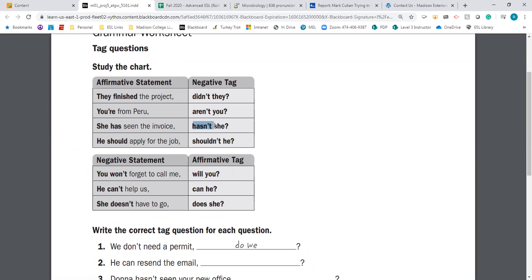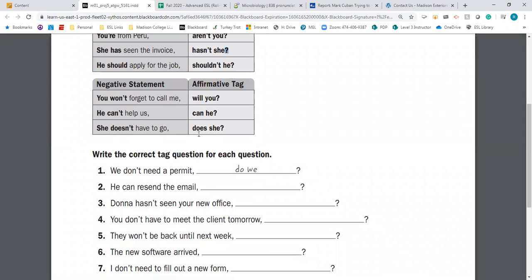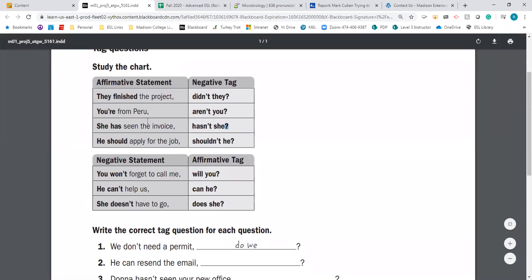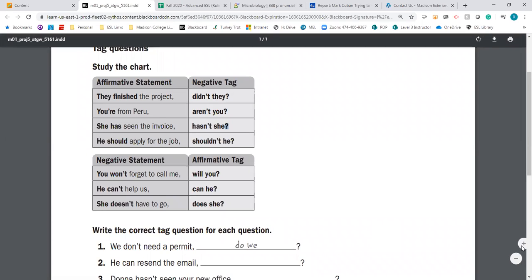I want you to notice things like punctuation, okay? And so with you and your partner, you guys can study these charts and then write down 2 or 3 rules, and then we're gonna come back together and create our own set of rules for tag questions.